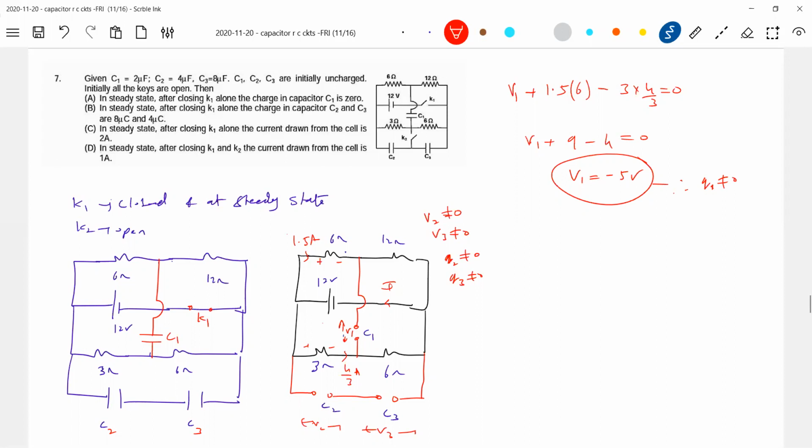If you want, you can calculate V2. What is V2? V2 should be equal to 12 into C3 by C2 plus C3. C3 is how much? 8. 8 by 4 plus 8. 8 volt. So then Q2 equal to C2 into V2. C2 is how much? 4 micro. This is 8. 32.